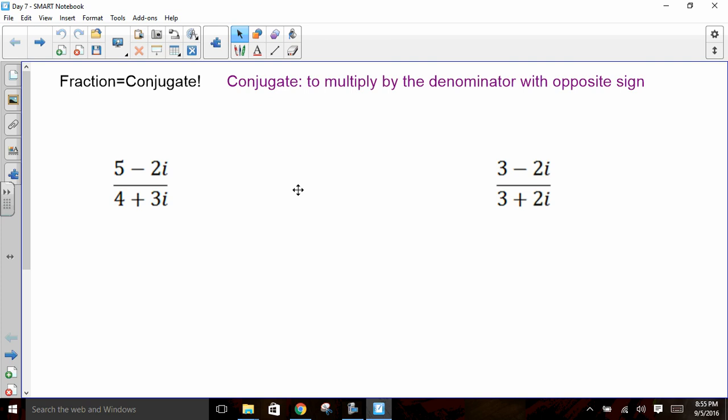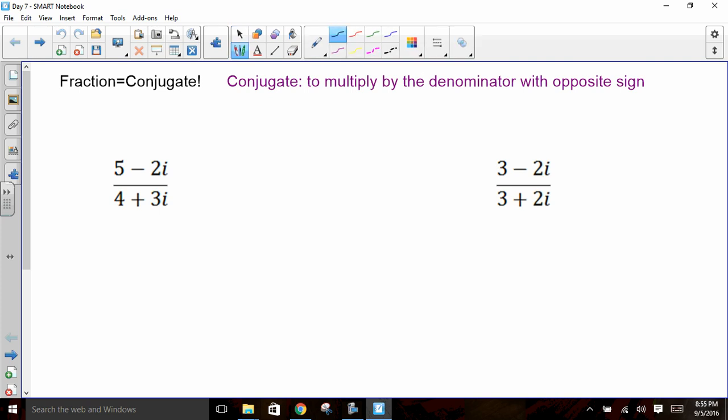Woo-hoo. Today we're going to talk about conjugates. So when you see a fraction with imaginary numbers, like what we have here, we're going to try and get rid of that fraction. We're going to simplify it. I know we didn't really necessarily talk about dividing them, but remember, fractions are division. So when we divide it, we're actually going to be multiplying by something special. We're going to multiply by the denominator with just the opposite sign. So that's what the conjugate is.